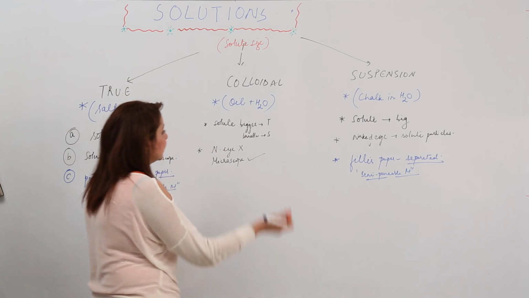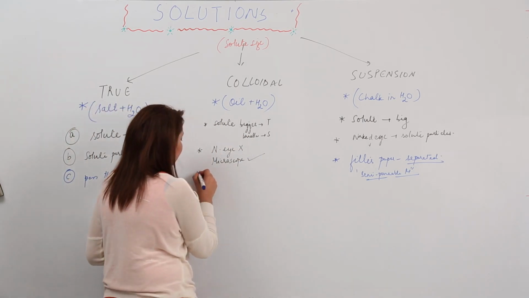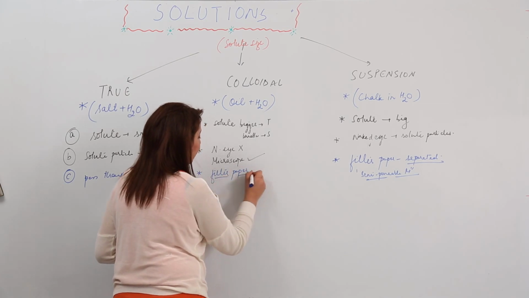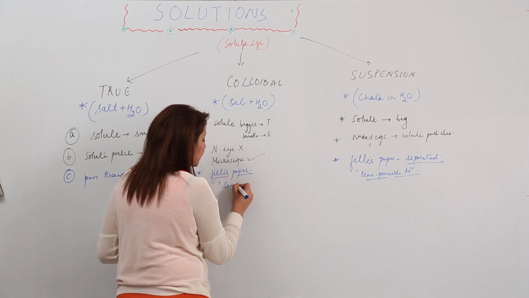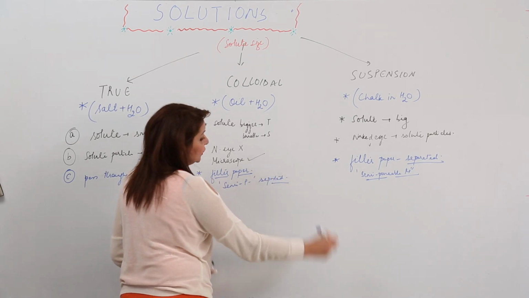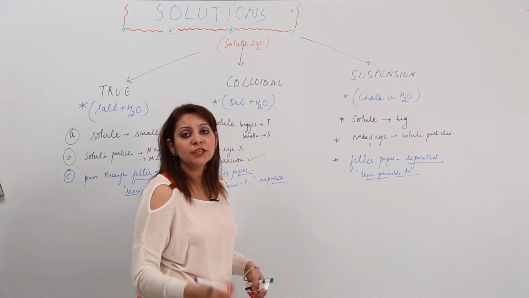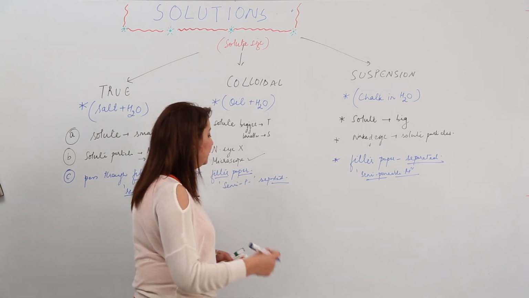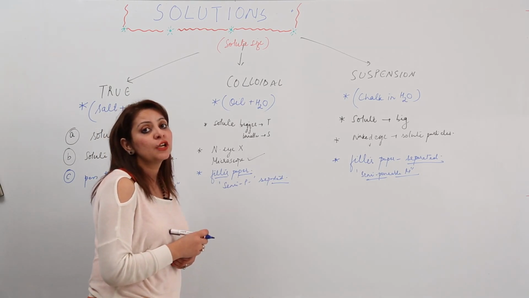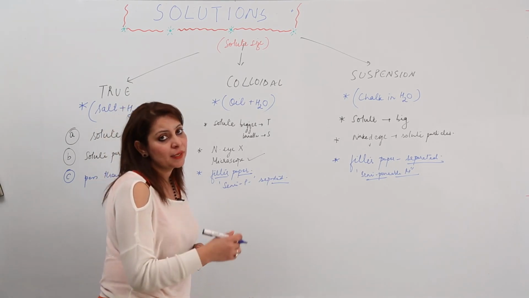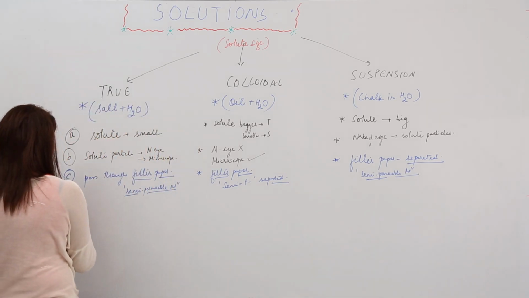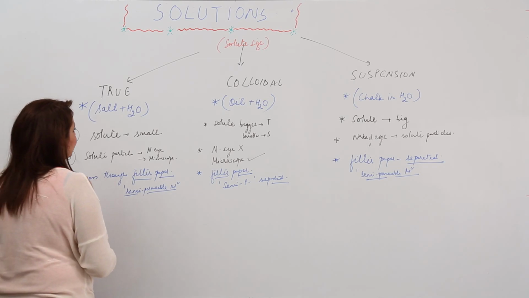Right, and when I talk about colloids, what happens? They pass through filter paper. That means they are not separated by filter paper, but when we use a semi-permeable membrane, they get separated. The solute particles are just stopped by the semi-permeable membrane. They are not allowed to pass through it. So they can pass through the pores of filter paper, but cannot pass through the pores of the semi-permeable membrane, hence they get separated.